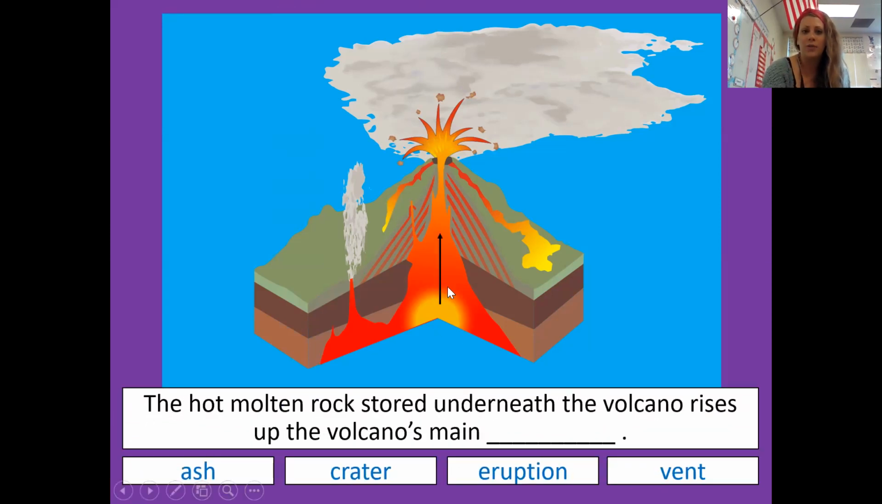All right, here we've got hot molten rock stored underneath the volcano rises up the volcano's main what? Ash, crater, eruption, or vent. And remember, as you're seeing those parts of the volcano, you can start labeling them. All right, which one do you think it is? The vent, right?